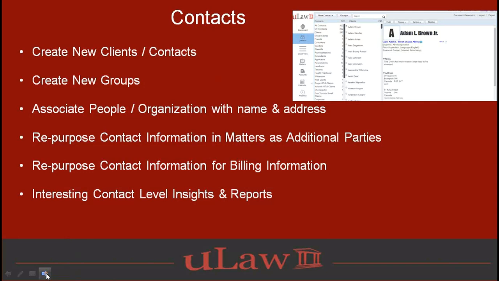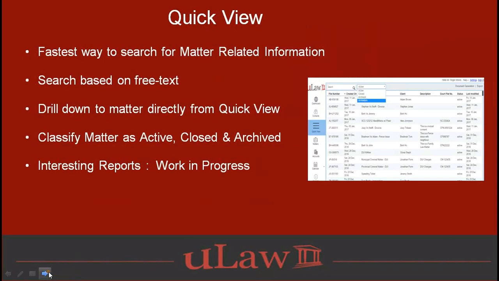Okay. Then we moved along to look at QuickView, and I'm going to jump into uLaw real quick to show you how you can access it. But this is the fastest way that you can search for any matter-related information. It gives you the ability to sort things out. It's a search based on free text. You can drill down right into a matter after you've searched for it. And you can also categorically search for it based on whether it's an active, closed, or an archived matter.